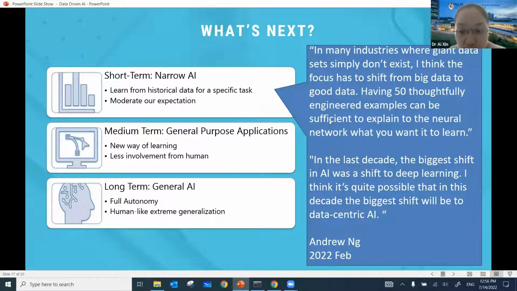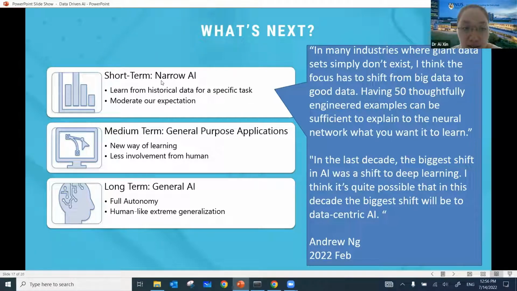Okay, so here comes to the end. So currently we are actually still in the narrow AI stage. So AI can only solve a very narrow task. Like in the next stage, maybe we can develop some AI application to solve some general purpose application. In the even longer term, maybe we can develop some machine that can work and act like AI, like human, but we are still very, very far from that.